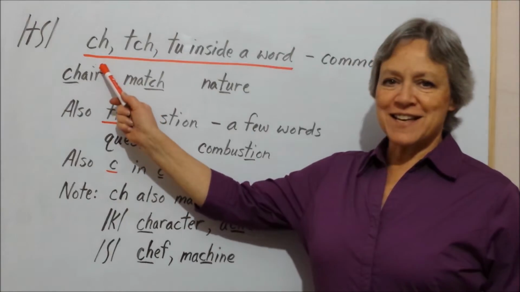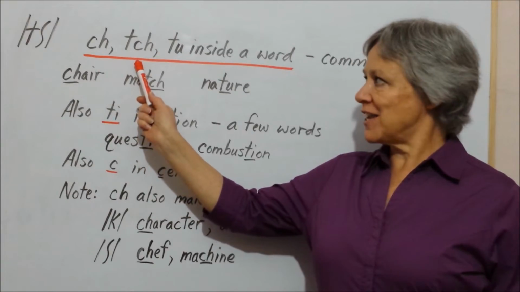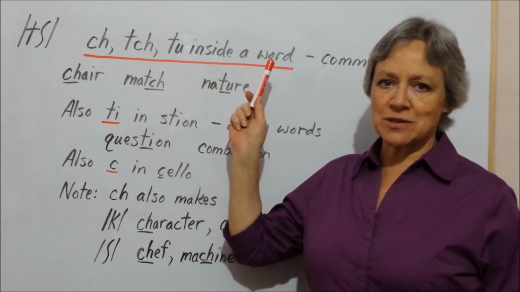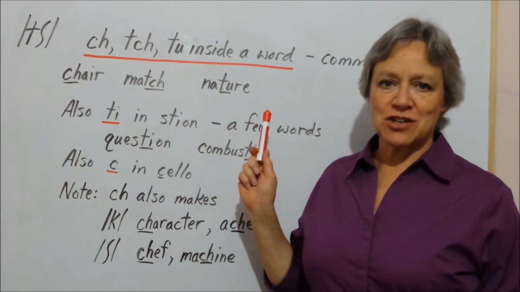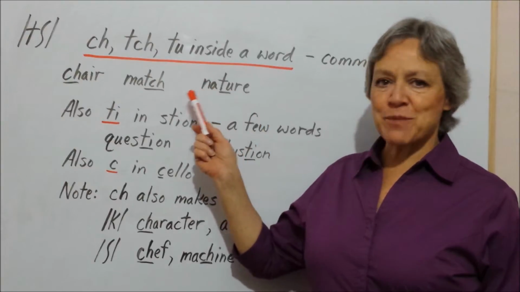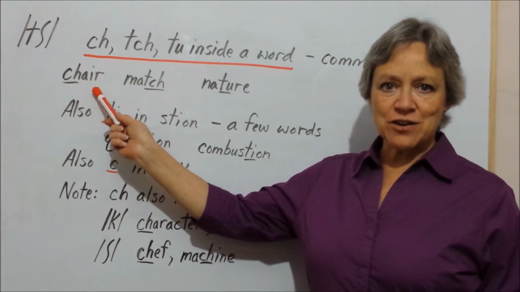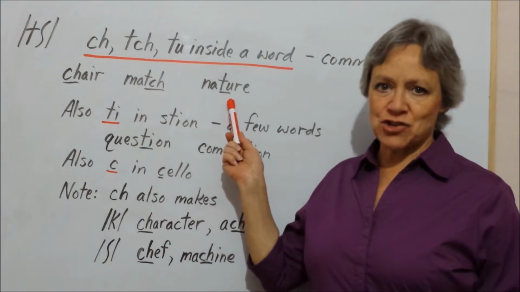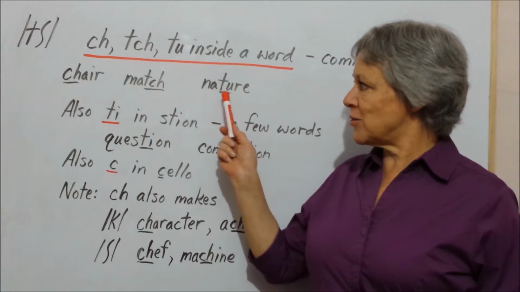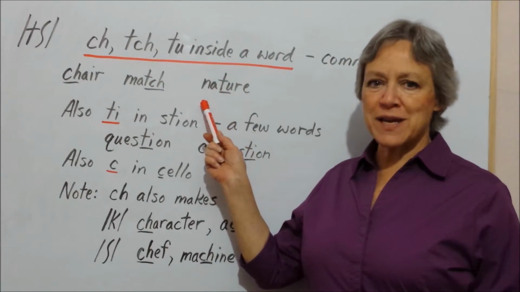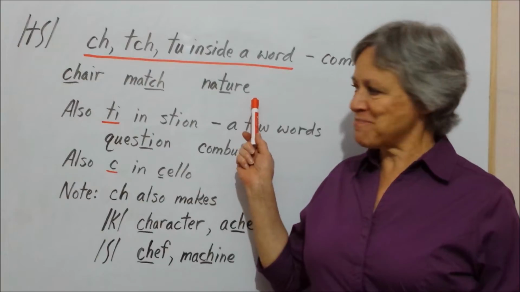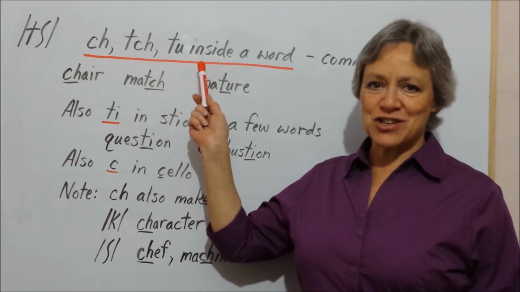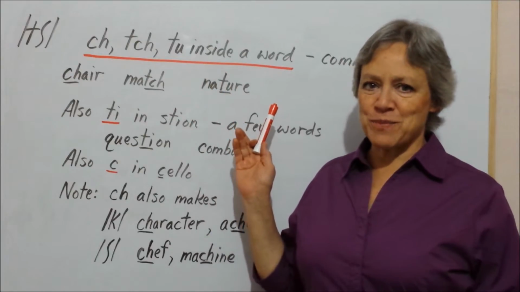The letters CH, TCH, and TU inside a word are the ones which most commonly make the ch sound. Here are some examples. We have the word chair, match, and nature. Notice here that the TU is in the middle of the word. It's not at the beginning or the end of a word. Okay? So these letters most often make the ch sound, but some other letters also make it.